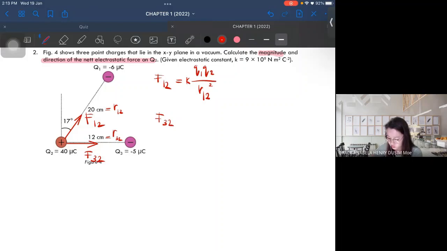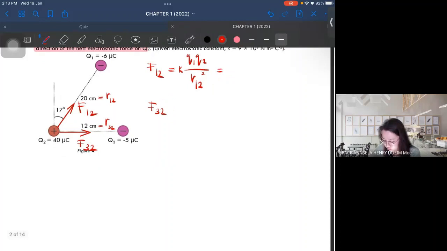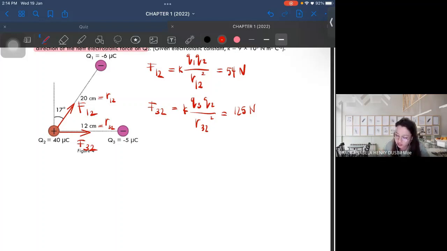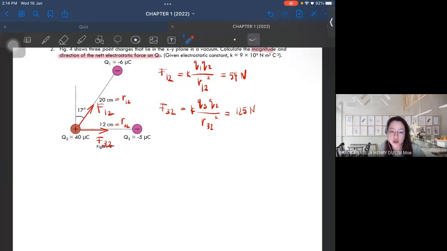Okay, so you calculate this yourself, you should get 54 Newton. And then this one, Q3, Q2, R32 square should equal to 125 Newton. Okay? So after you calculate the magnitude of these two forces, you have to resolve them into x and y components. Why do we need to resolve into x and y components? Because there is an angle here, okay?